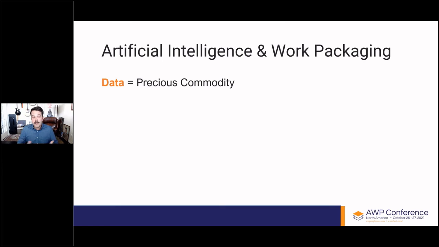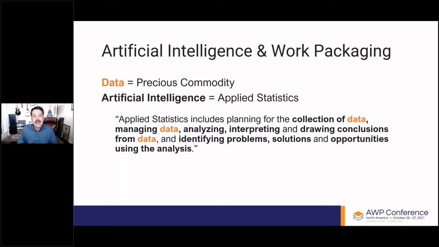So we all know data is a precious commodity. There was an Economist cover, data is the new oil, and the world's most valuable resource. And so data is what drives artificial intelligence. If you don't have good data, you're not artificially intelligent at all. You really need great data, and a lot of data, to drive AI.